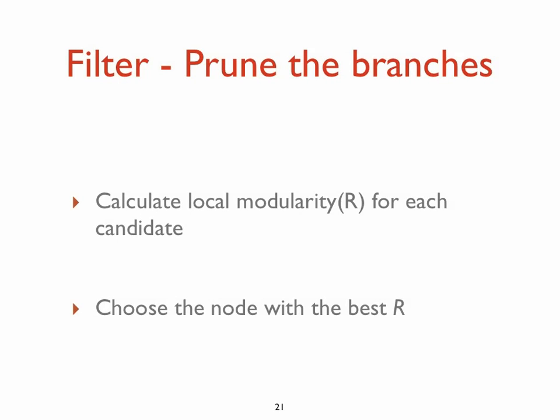The third step of our algorithm is filter. For each of the candidate strong links, we calculate the local modularity value as described earlier. We then choose the link which maximizes the local modularity and add it to our community.